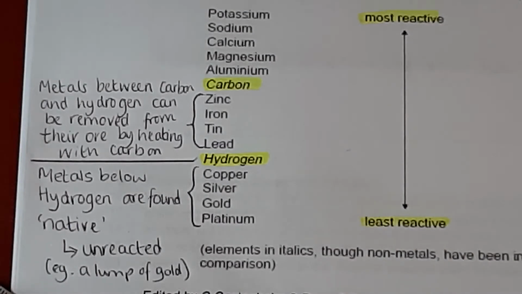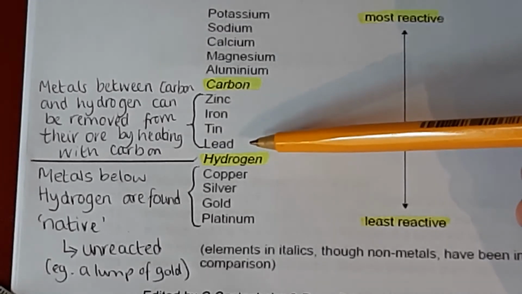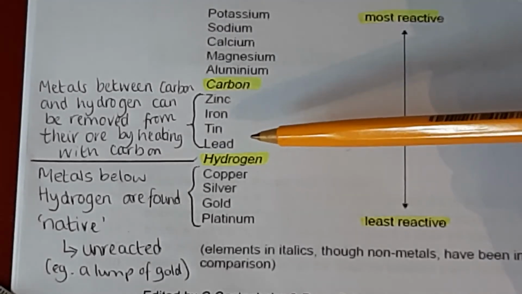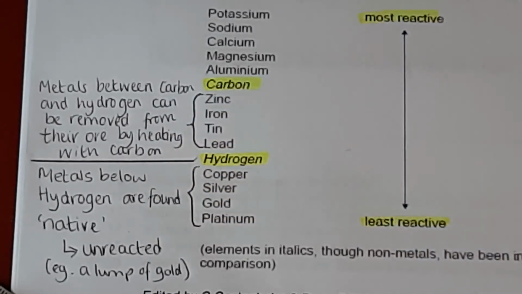So you can see I've written here that metals between carbon and hydrogen, which is these four, can be removed from their ore by heating with carbon. So make sure you've written both of these down, please, if you haven't already. And then we'll move on to the elements that are metals in particular that are more reactive than carbon and how we can extract those from their ores.